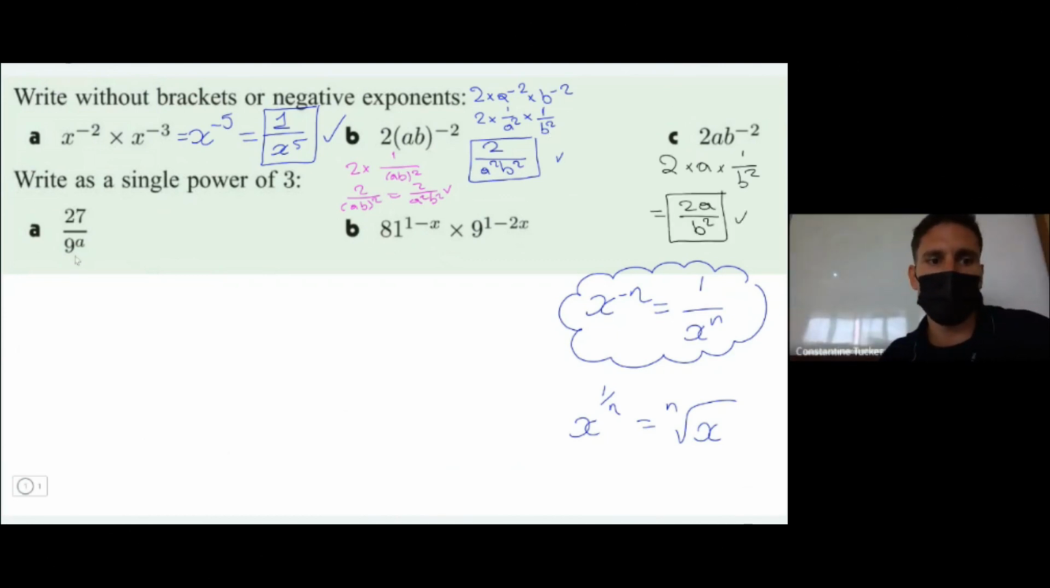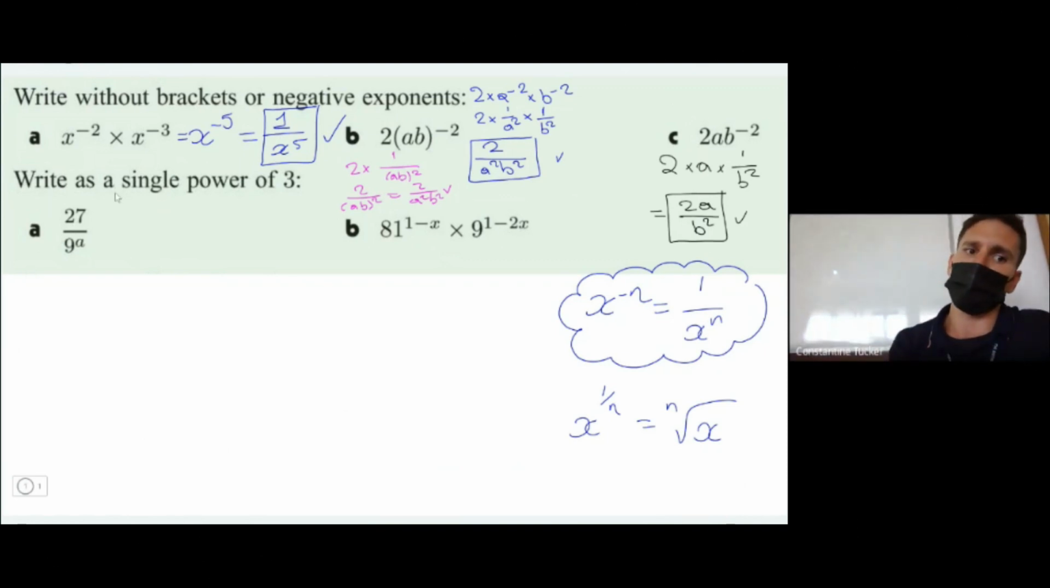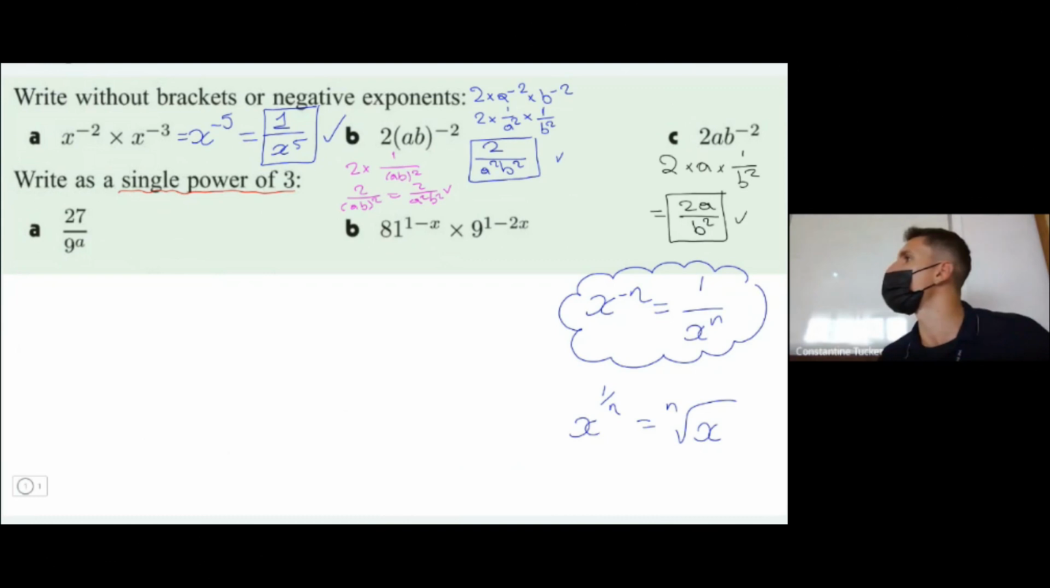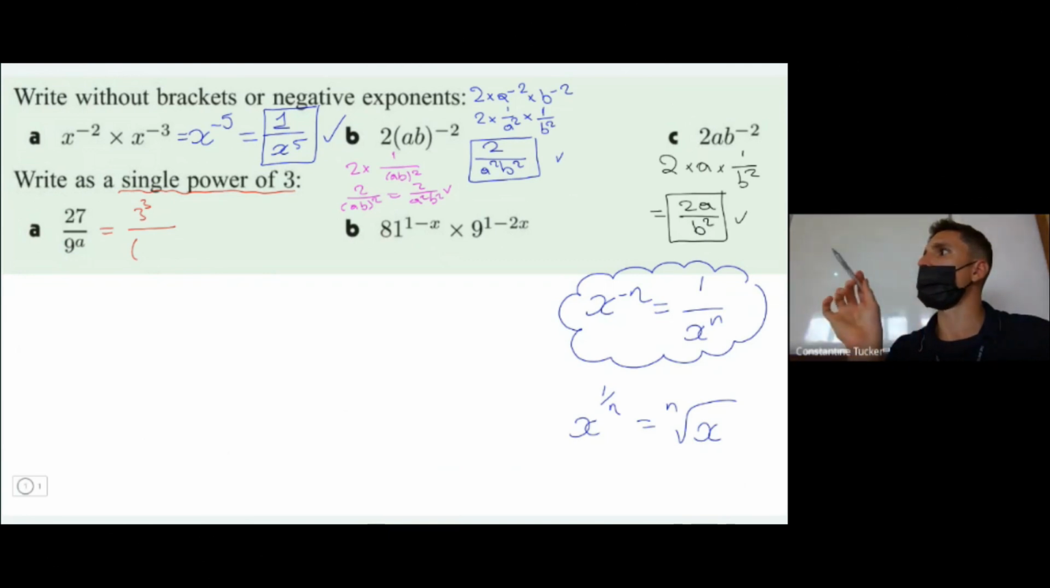27 over 9 to the power of a. Now this is getting a little bit harder. They want us to write this down as a single power of 3. Yes, try. Excellent. How can you write 9 as a power of 3? And that is raised to the power of 8.